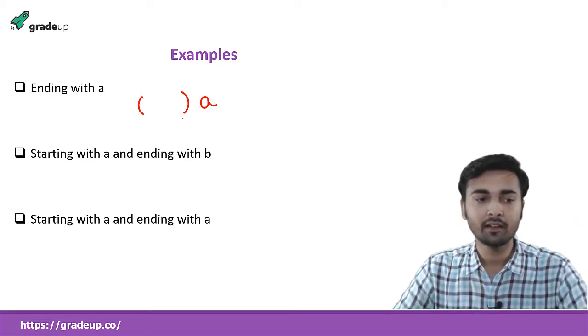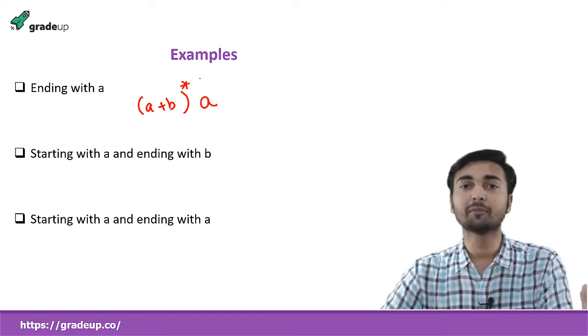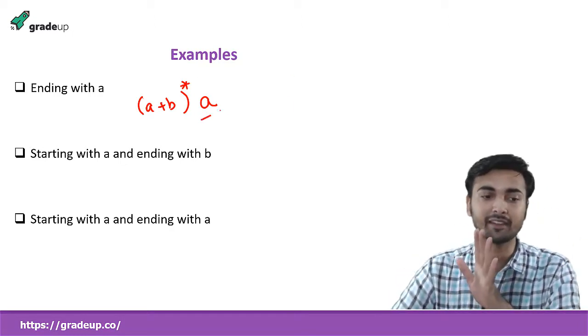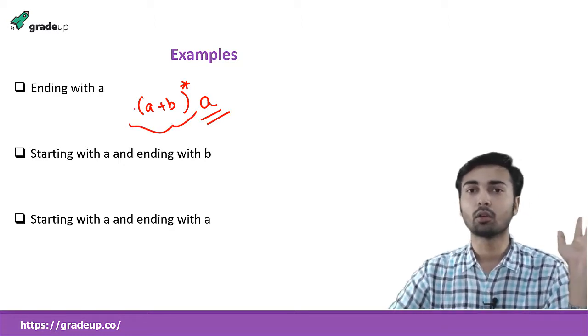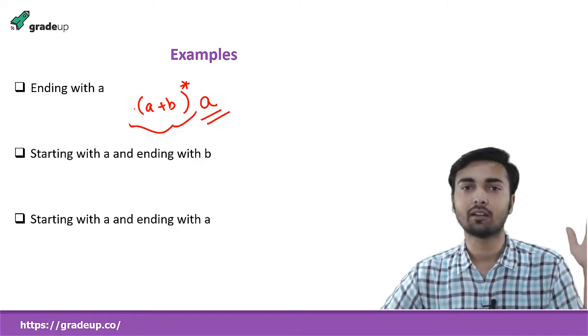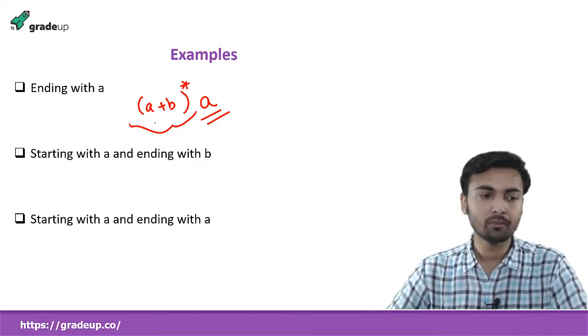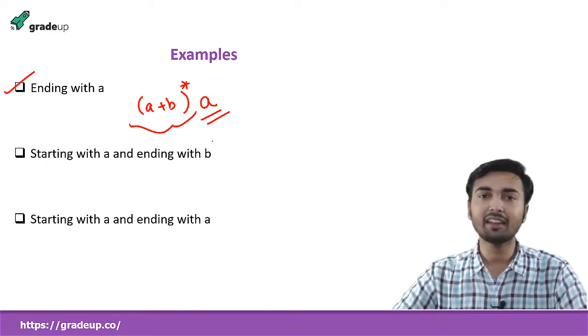What is that anything? A plus B star. See here, A plus B star A. This A represents that it is always ending with A, and anything can come before. Anything means all the strings can come. So A plus B whole star. Cleared? Any doubt? Okay.